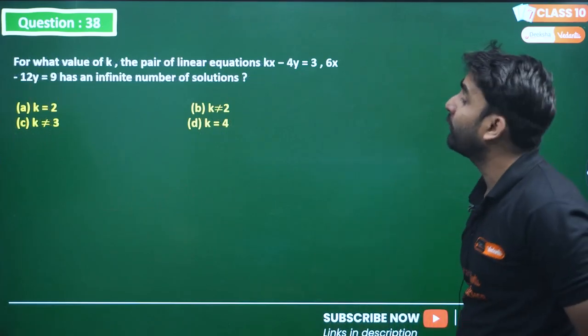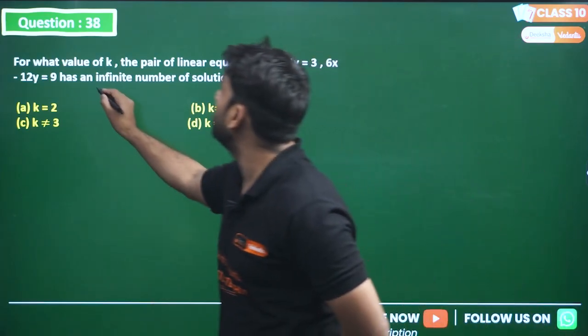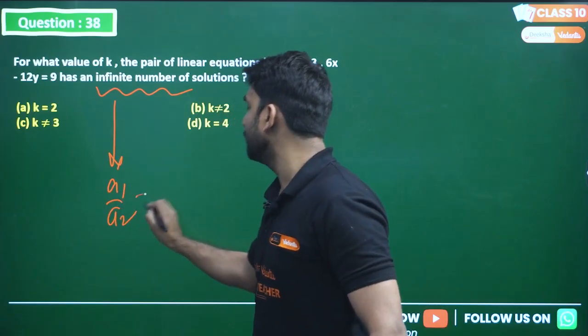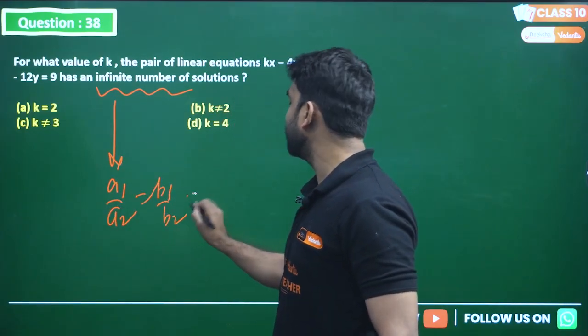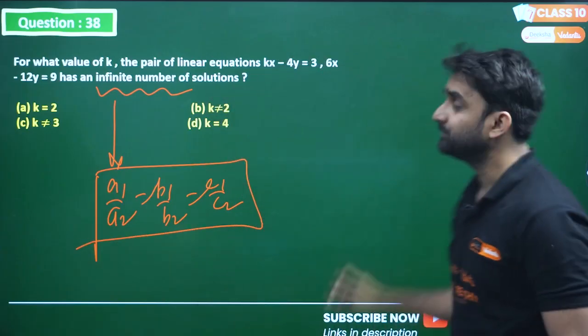Question number 38. For what value of k does the pair of linear equations have an infinite number of solutions? For an infinite number of solutions, this condition should be fulfilled. By using this condition, you can get the result.